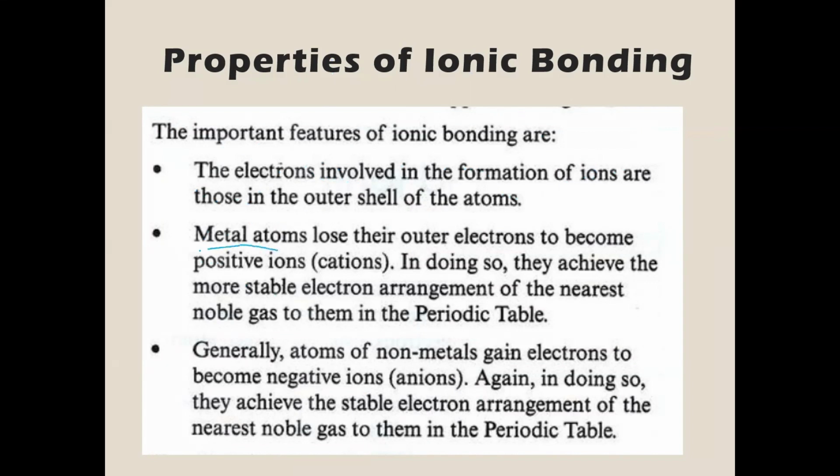Metals tend to lose electrons because they have less than 4 electrons at the outermost shell, so it's easier to lose them, forming cations. While nonmetals usually have more than that at the outermost shell, so it's easier to gain more electrons, forming anions or negative ions.